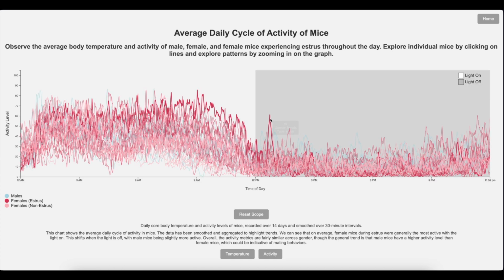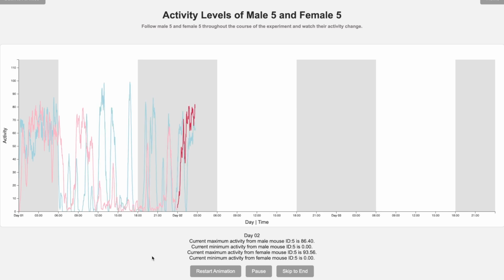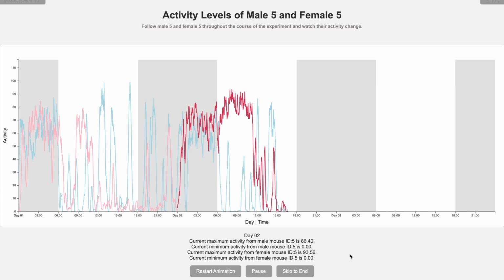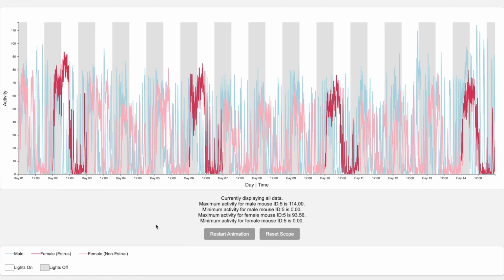Once we click into a specific line, we'll be taken to an animation where we can analyze these differences further and observe side by side a female and male's activity and body temperature change throughout the course of the experiment to explore the story of each pair of mice and how their metrics vary.